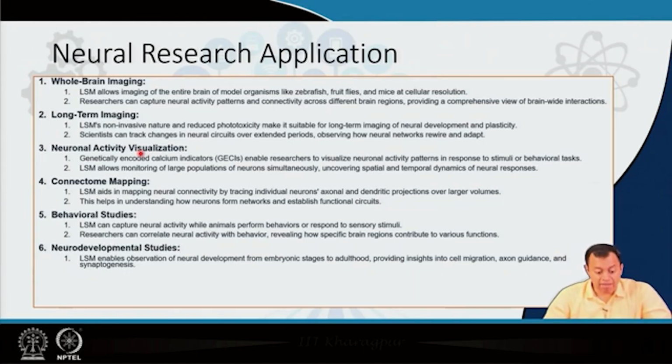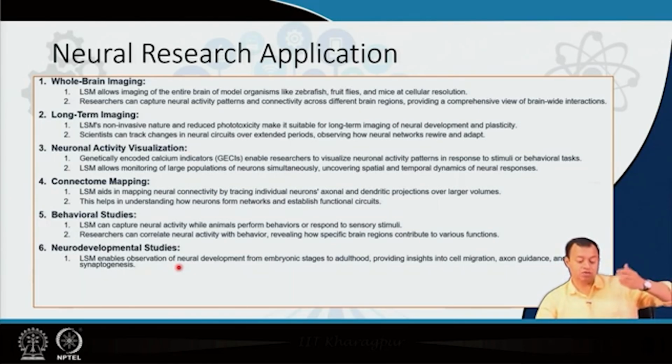You have connectome mapping, you have behavioral studies, where LSM can capture neural activities as the animal performs behaviors or responses. This is still challenging. I mean, as the animal is alive, if it is moving, obviously your focus and everything goes bad, and then you have to redo it. So, like everything else, it has its own challenges associated. Neurodevelopment studies, you take a larva of, say, zebrafish. I know because this is the type of work that I have been doing.